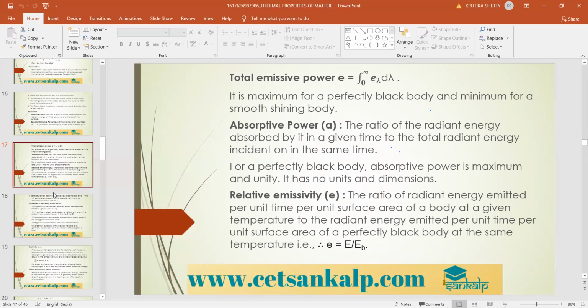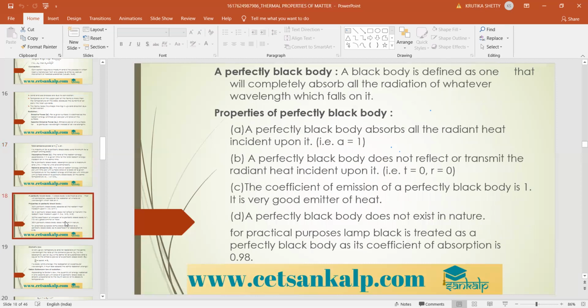What is relative emissivity? It is the ratio of radiant energy emitted per unit time per unit surface area of a body at a given temperature to the radiant energy emitted per unit time per unit surface area of a perfectly black body at the same temperature. That is e is equal to E divided by E_B. Here E is the radiant energy emitted per unit time per unit surface area for a given body. That is relative emissivity.